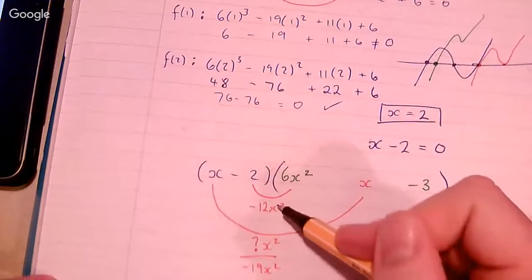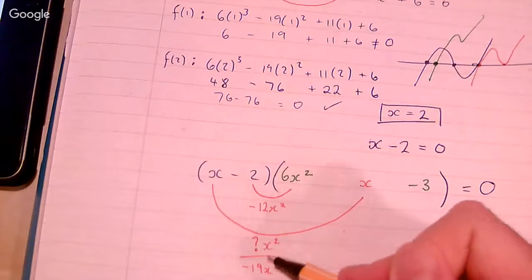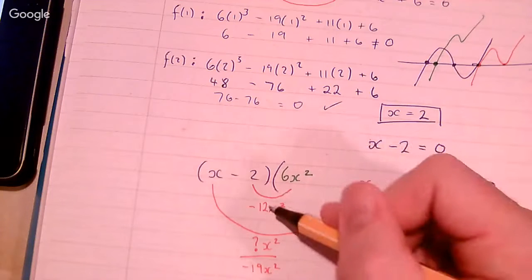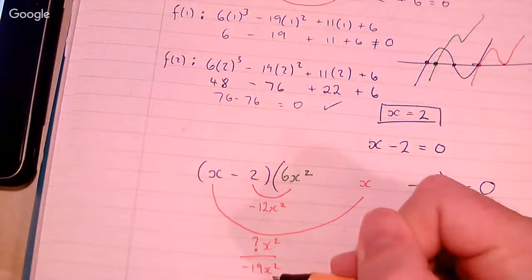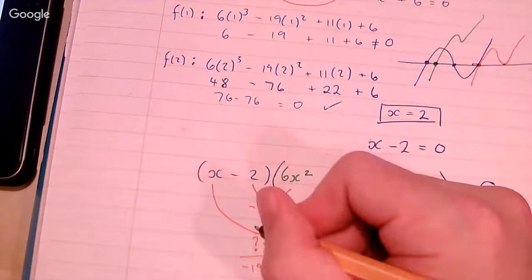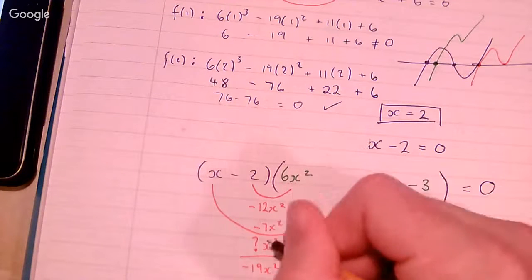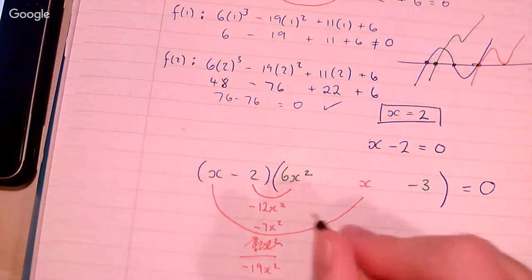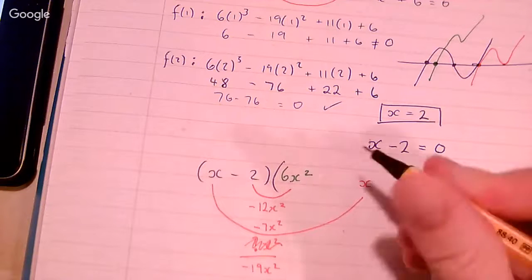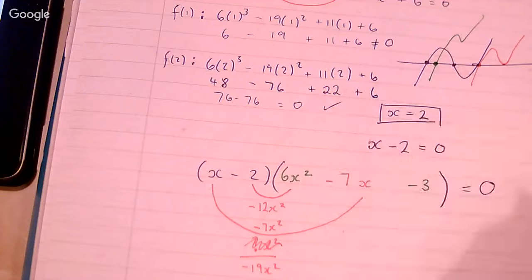So minus 12, and then what makes minus 19? Or if you want to, take minus 12 to the other side and add 12x squared. That would leave me with minus 7x squared. So I know what that is now. So x times what makes minus 7x squared? Well, that would have to be minus 7x. Okay? So a second, I'm just going to check that's fine.